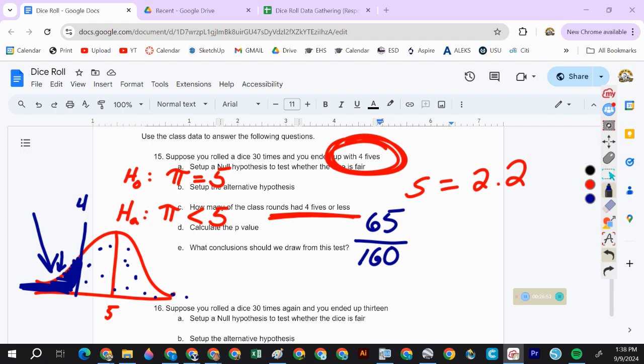What does that give me, Jacob? 0.41. What does that mean? 41% of the people in the class had a score of 4 or below. Does that make sense? Okay, now what? So that's my p-value, 41%. So what's our conclusion?